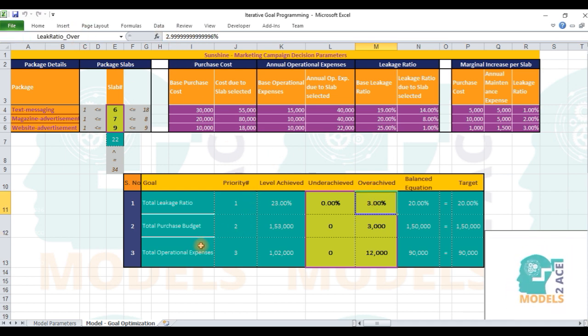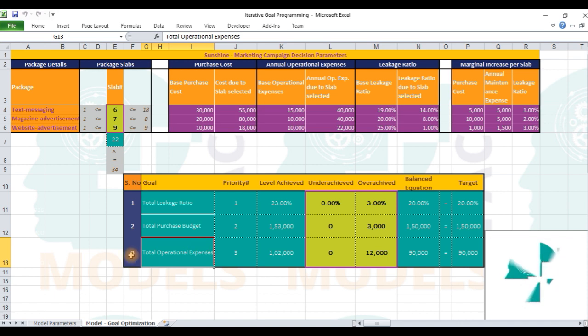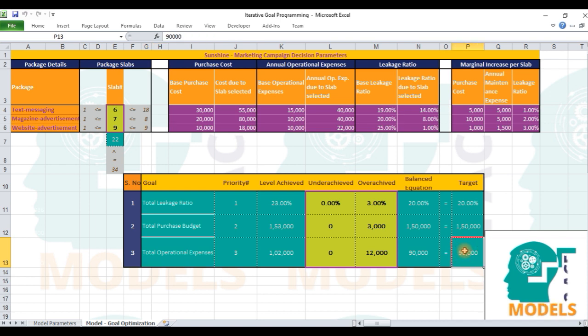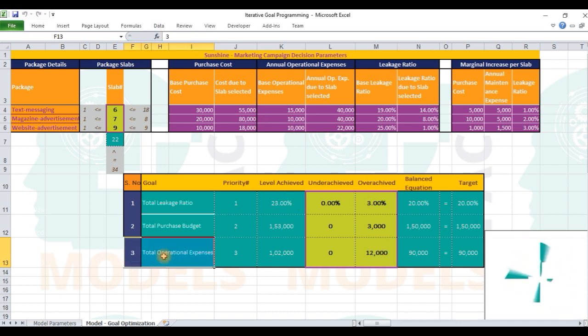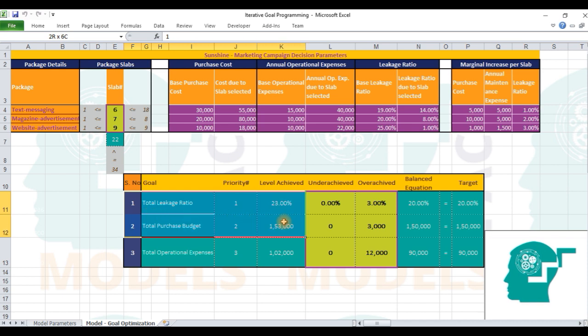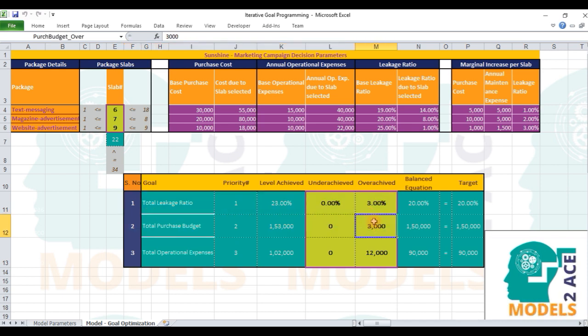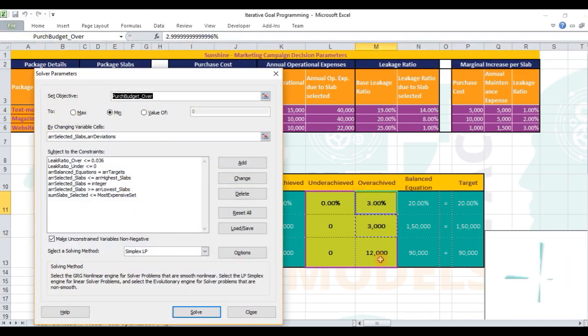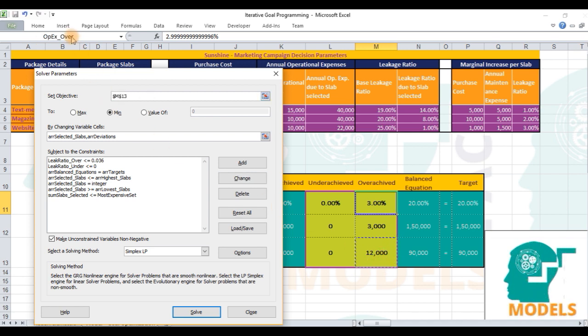Now, moving on to the goal under priority 3, in the third and last iteration, since the total operational expenses must be confined to the target value of 90,000, this overachievement must be minimized. But, since this goal is under the lowest priority of 3, it must be optimized in such a way that these overachievements under the 2 higher priorities must not deteriorate any further. Launching Solver, we set the objective function of the linear programming algorithm to this value, in cell M13, named OPEX_over.